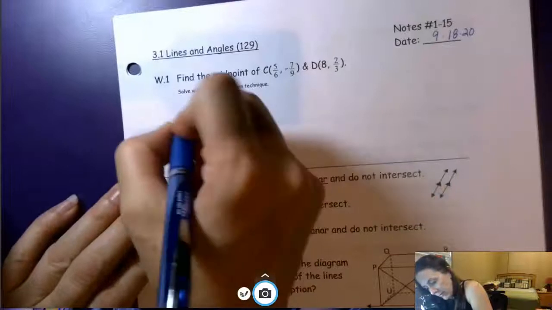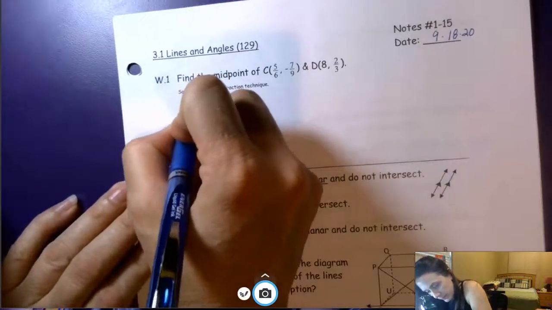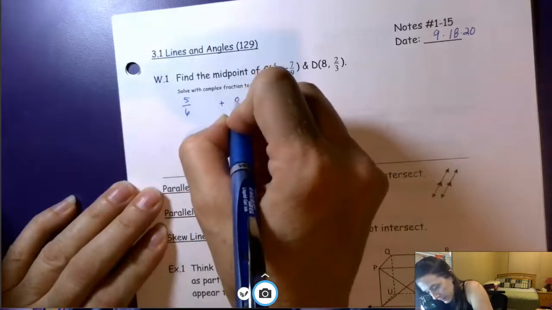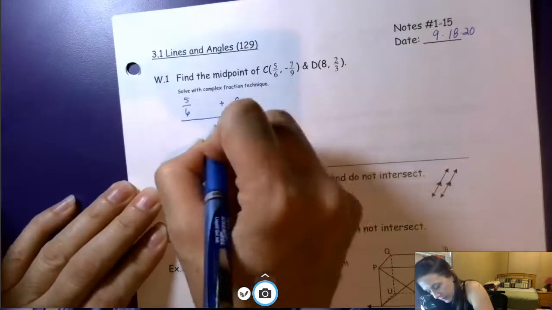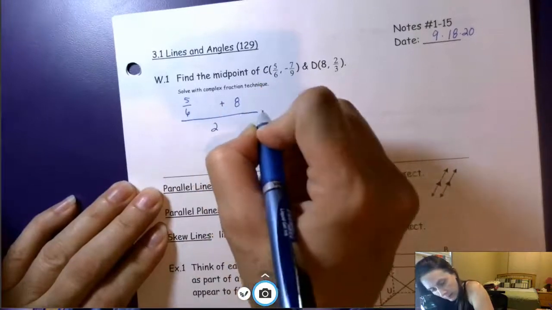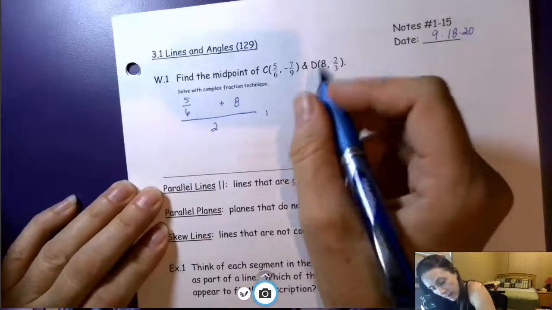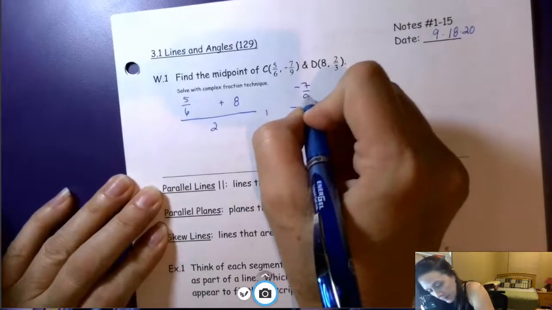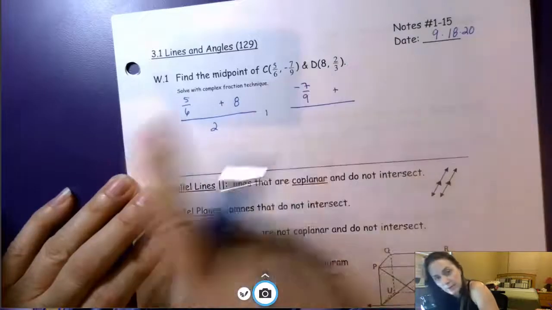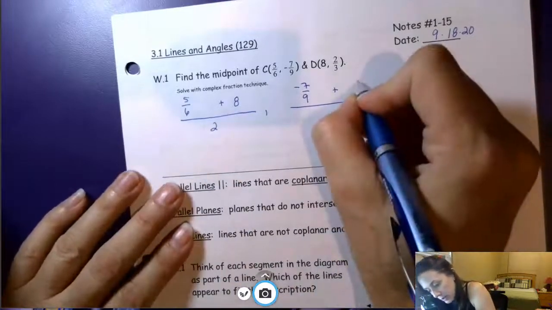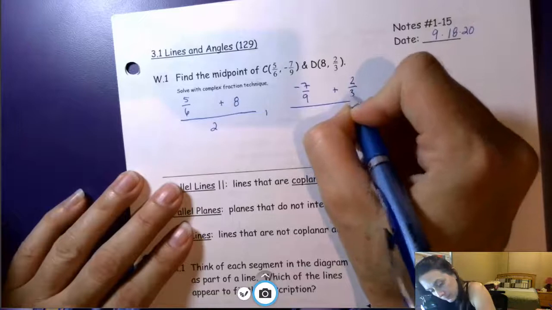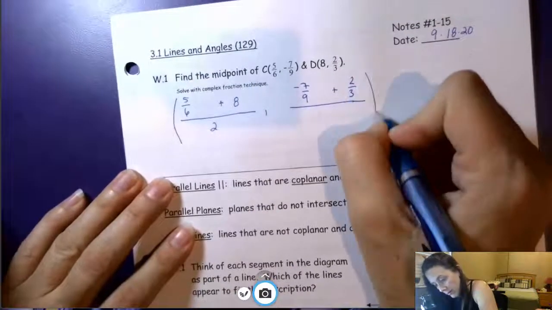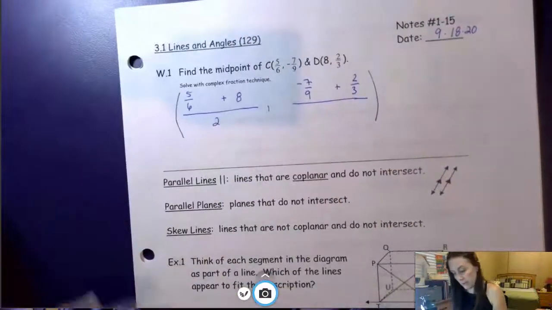I'm going to add 5/6, I'm going to leave space because I'm going to show a lot of work in here, plus 8, divide by 2. I'm going to put a little comma here. And then on this side over here, it's going to be negative 7/9 plus, and again, I'm leaving a little bit of space because I'm going to show some work in here, 2/3. Now, this is going to be an ordered pair when you do midpoint, adding x's, adding y's, divide by 2.